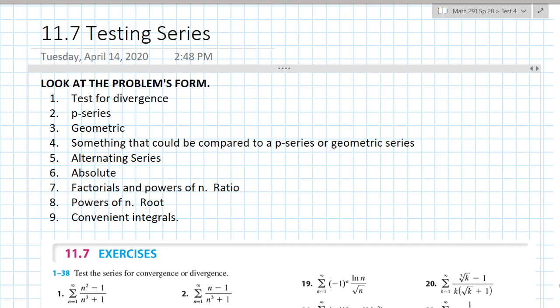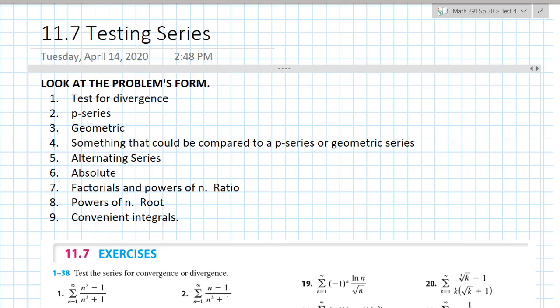Next is to think about what a p-series looks like and try to identify p-series. Those are very common in this section, and that is 1 over n to the power p. After that, look for geometric series. That is a r to the nth power, and of course you have to know in p-series and geometric series which conditions need to be met in order for it to be convergent or divergent.